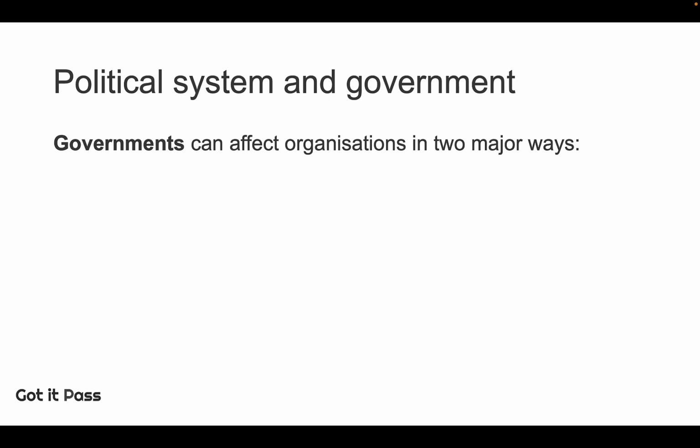So, governments. Governments can affect organizations in two major ways. First, government policy. There are so many examples of government policy, and we will discuss them later. And next is direct legislation. It means that the government can propose legislation in the parliament and approve it, and then all members in the country have to follow or comply.